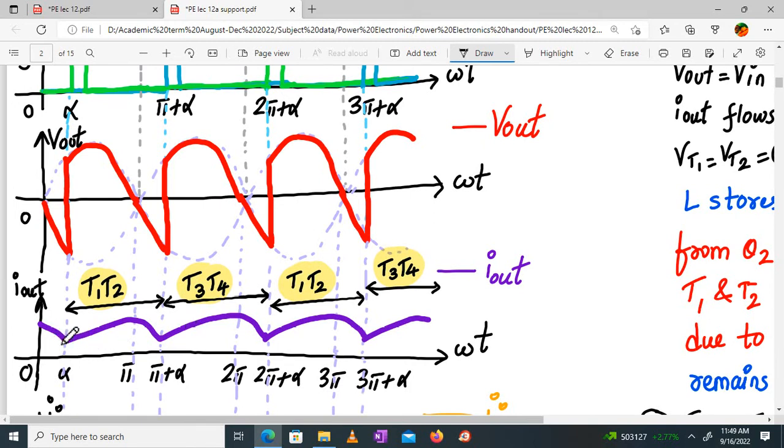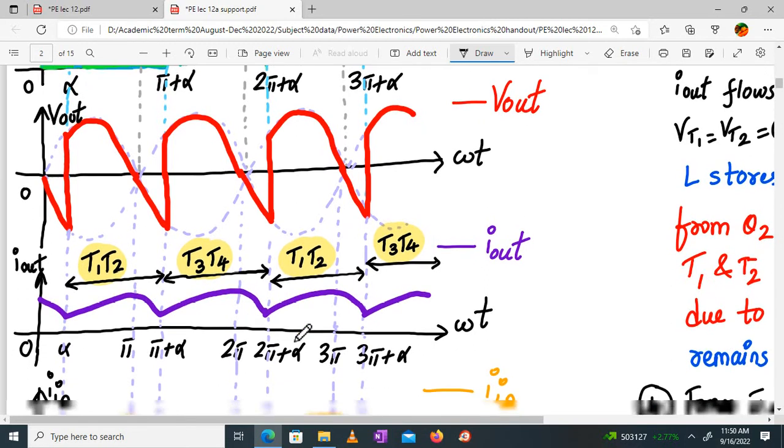So what happens before alpha? Before alpha, for continuity, which SCR should be on? T3 and T4, correct? This is continuous, so in this period from 0 to alpha, T3 and T4 should be on for continuity. Are you getting it? So this is how it will work.